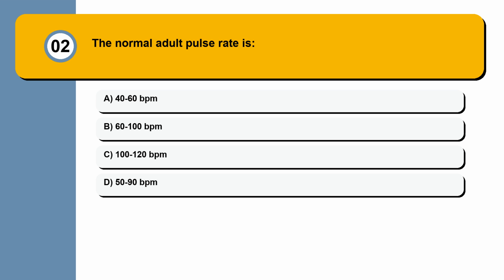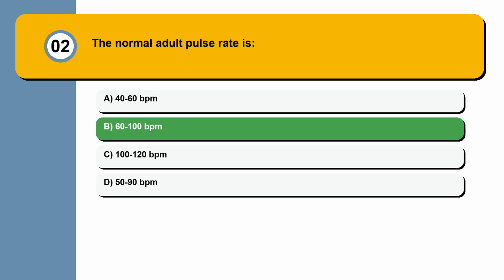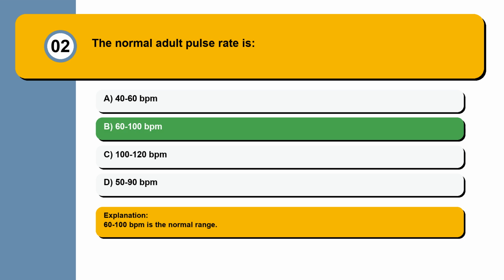Question 2. The normal adult pulse rate is 40 to 60 bpm, 60 to 100 bpm, 100 to 120 bpm, 50 to 90 bpm. 60 to 100 bpm is the normal range.